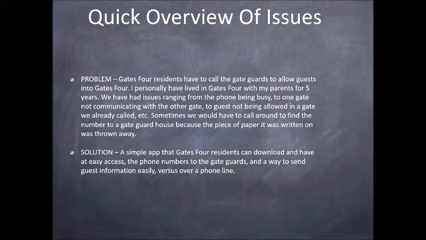So sometimes we have to scramble to find the number, call someone else, our neighbor, look around on the website for it. So, solution: a simple app that Gates 4 residents can download from the App Store and have easy access to the phone numbers to the gate guards, and a way to send guest information easily versus over a phone line. So this is the big issue that it solves here.